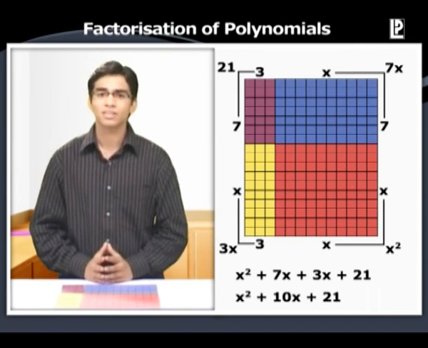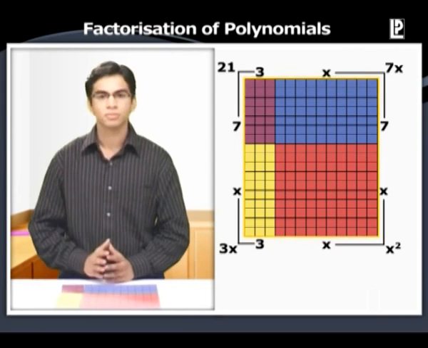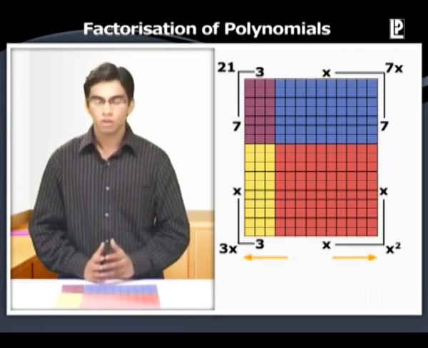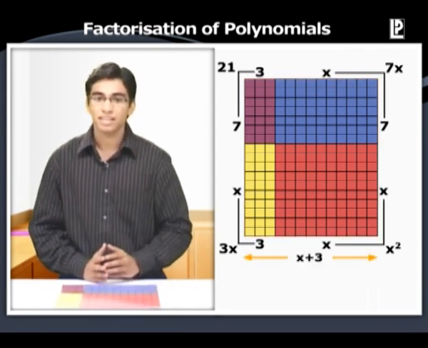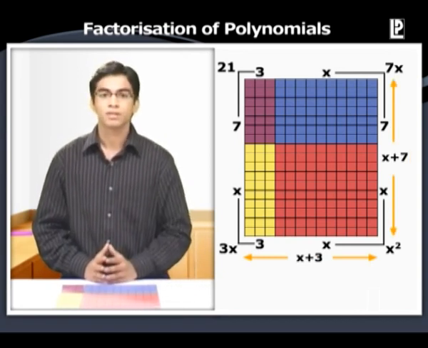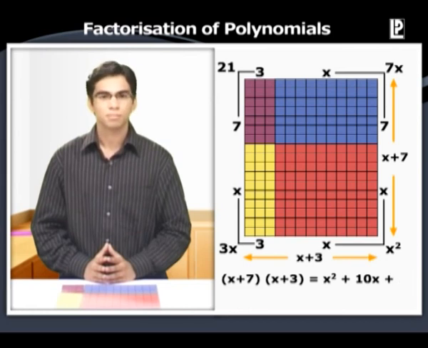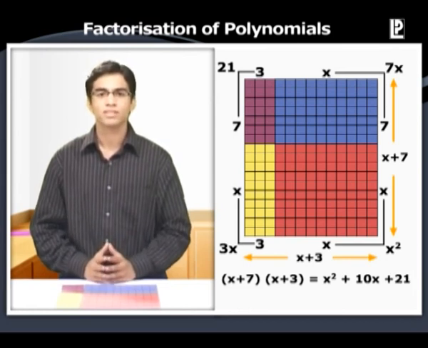We'll now look at another way of verifying the concept. Look at the sides of the newly formed rectangle. The length of this big rectangle is x plus 3 and the breadth is x plus 7. The product of these two sides gives the area of the rectangle. In other words, x plus 7 into x plus 3 is equal to x square plus 10x plus 21. With this, we've proved and verified geometrically how to factorize a quadratic expression.